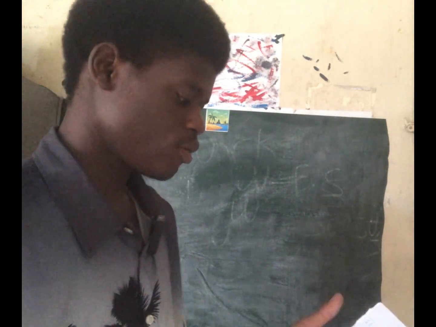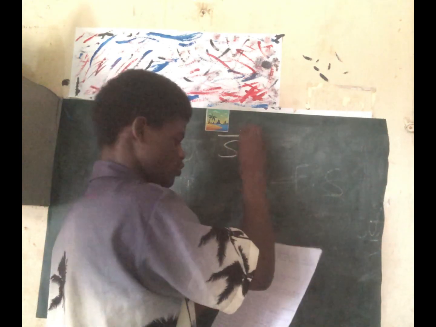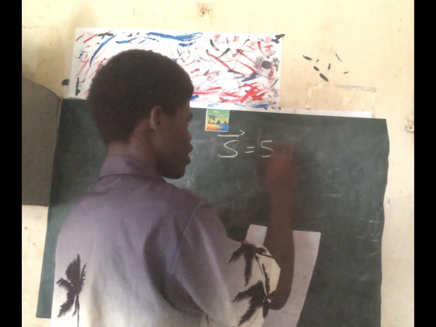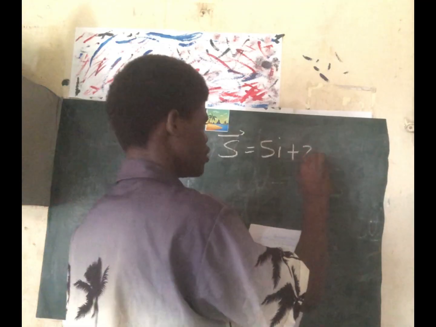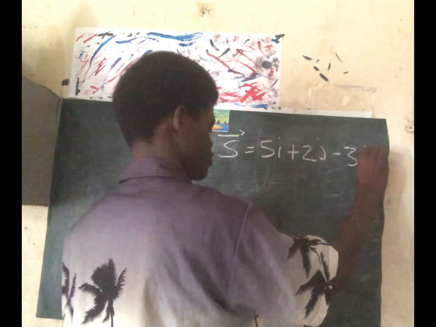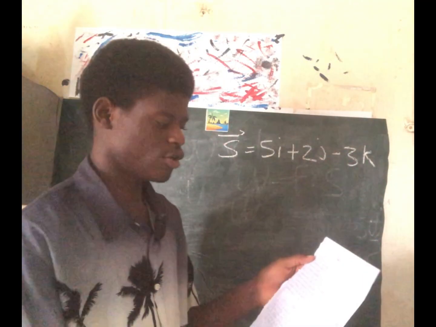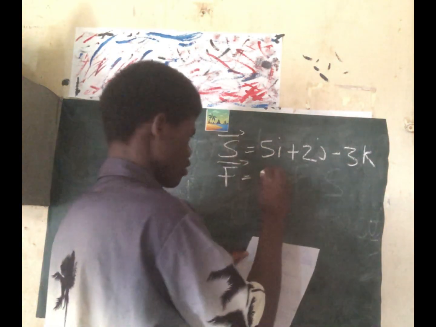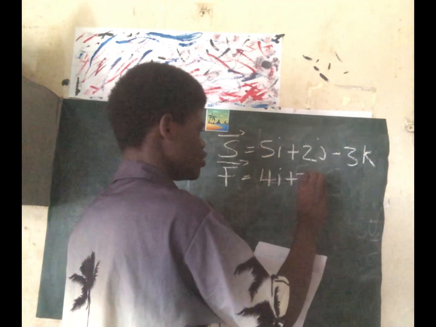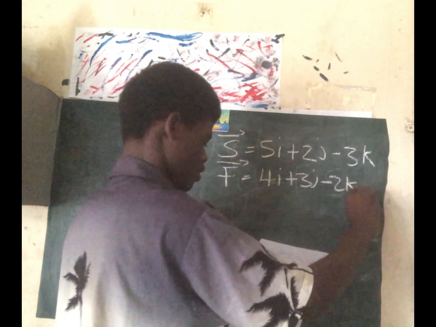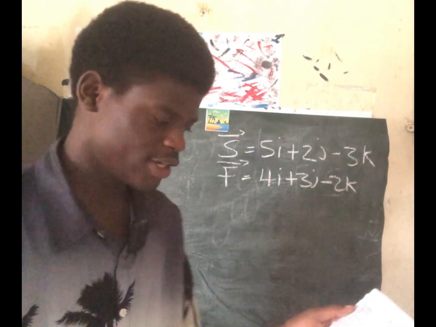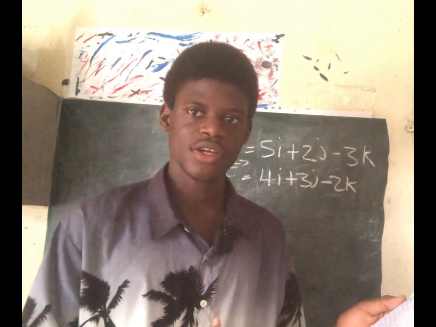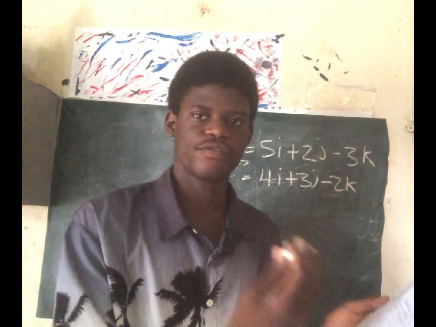So let's check question 1 under work. They said a body moves through a distance of 5i plus 2j minus 3k from the origin 0, 0, 0 under the influence of a constant force. The force is 4i plus 3j minus 2k. Then they say we should determine A, the work done, and B, the angle between F and S.